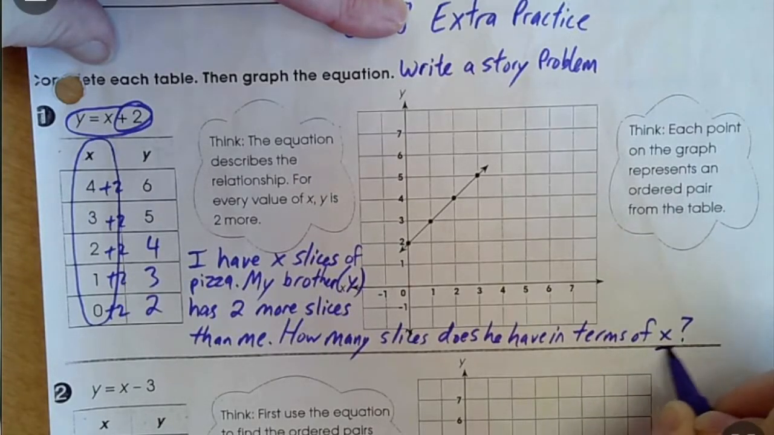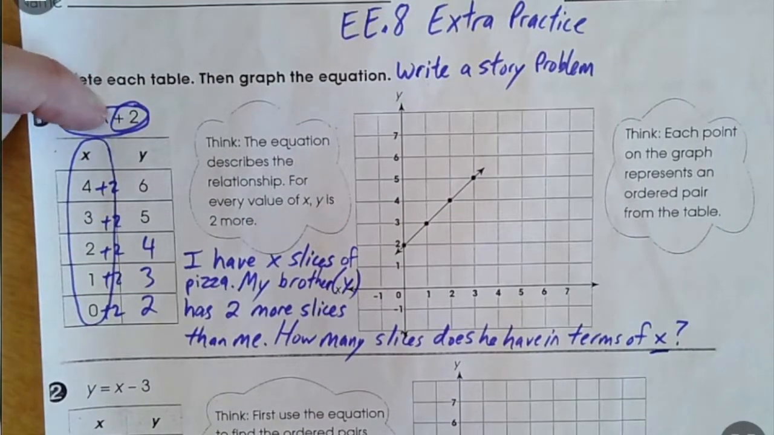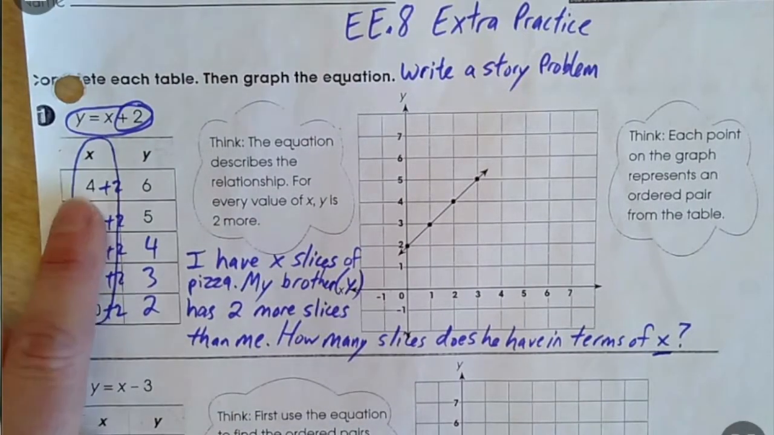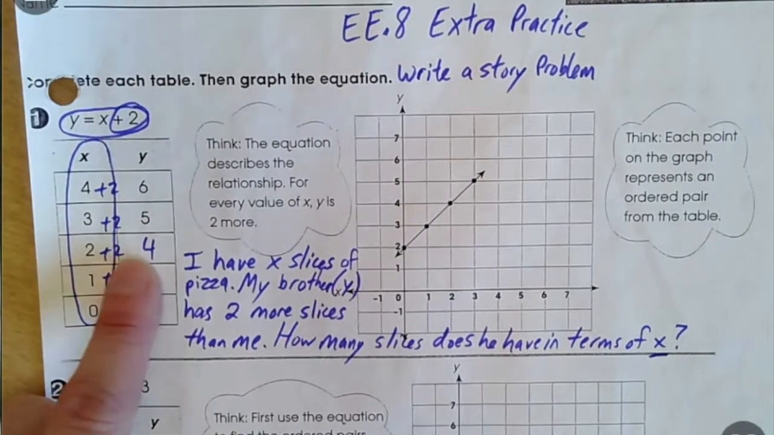And why is it in terms of x? Because I never really tell you what I have for a number. I just say I have x. Now if I go on to say that I have 4 slices of pizza and I'm X, and if I have 4, then he would have 6, and then that's how you can kind of solve this one here.